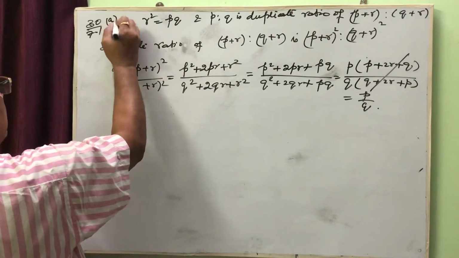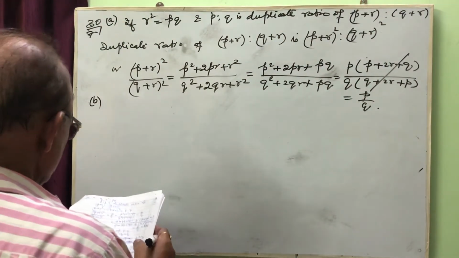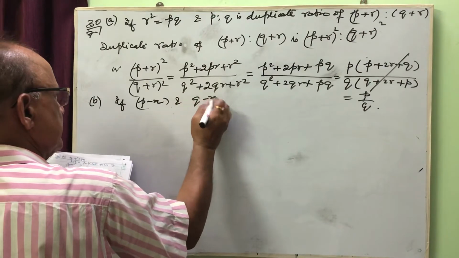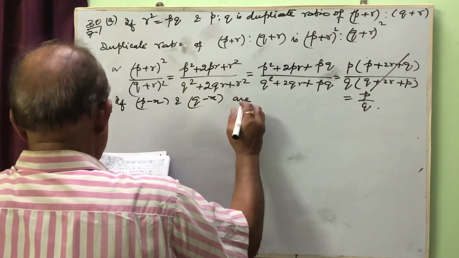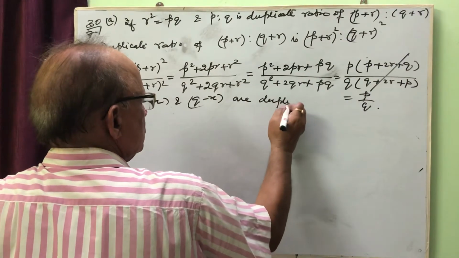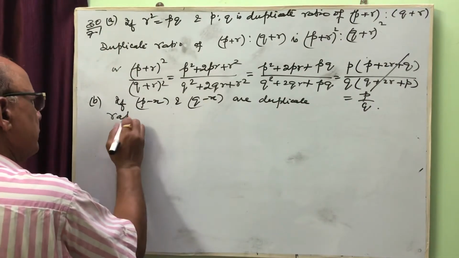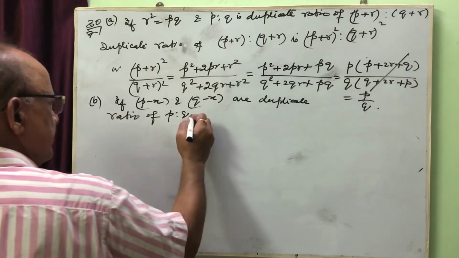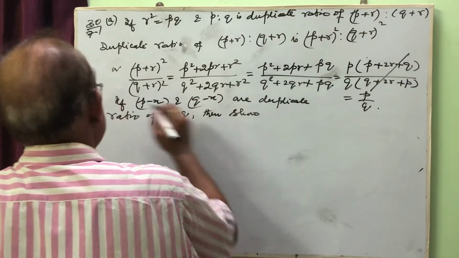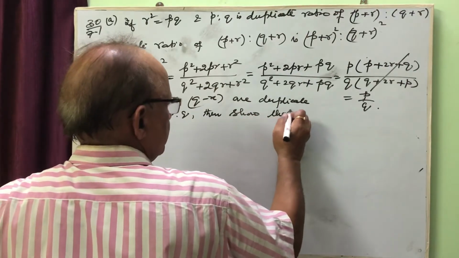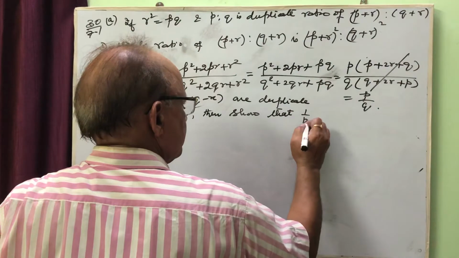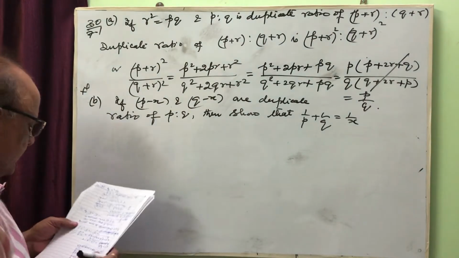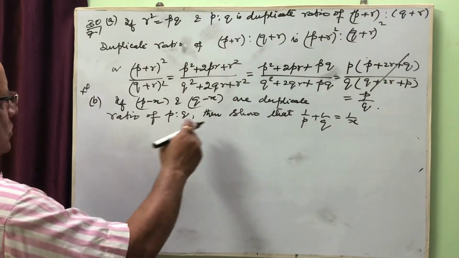Next, this was part A, then part B of 30. If p minus x and q minus x are the duplicate ratio of p is to q, then show that 1 by p plus 1 by q equal to 1 by x. This is an important part.